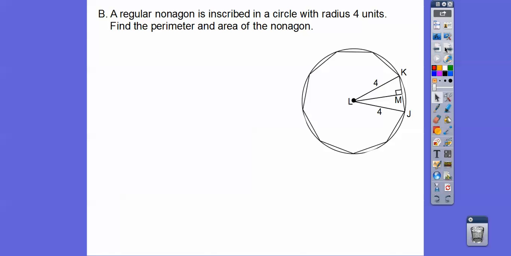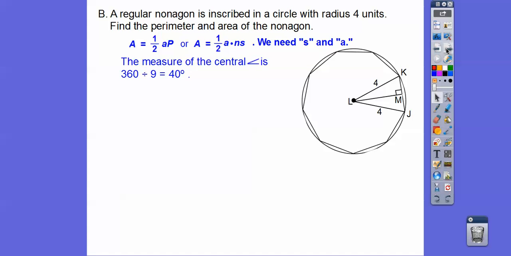Here's a regular nonagon that's inscribed in a circle that has radius 4. We need to find the perimeter and the area. To find the perimeter, we need the whole side length. We're going to get this using SOHCAHTOA. We're going to find this angle, but first we find the whole central angle. A nonagon has 9 sides, so 360 divided by 9 gives us 40. So this whole angle is 40.